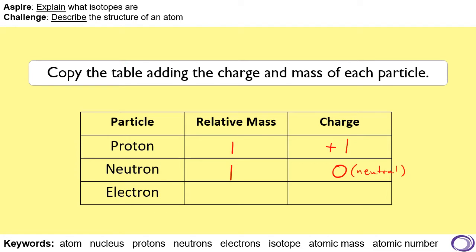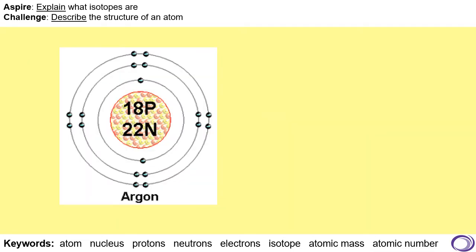And then your electron has a relative mass of almost 0, and it has a negative charge or -1. Okay? So let's now quickly recap how we would draw the electrons in an atom.